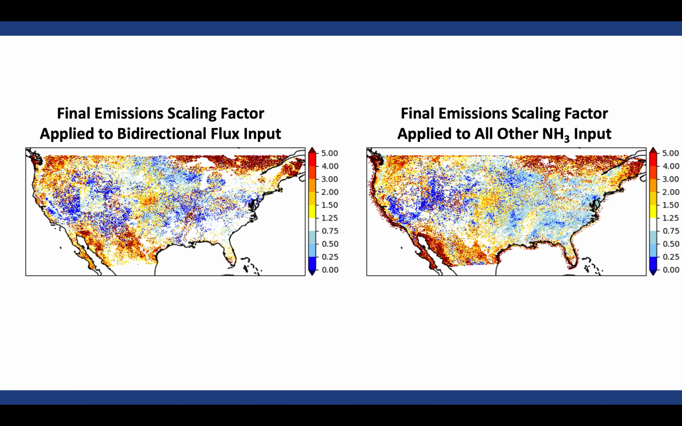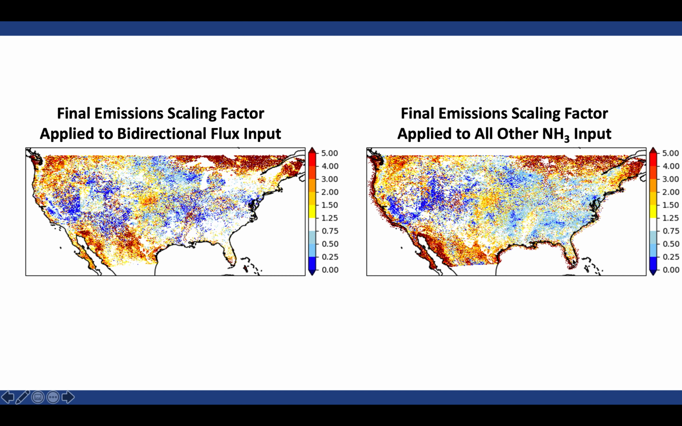When we ran the inversion, this is what the final scaling factors looked like. So this is after calculating the betas and after applying the weighting. These were the final factors that were then multiplied by the a priori emission set. This is just one example for one portion of the BiDi input on the left, and then on the right for all other NH3 sources.